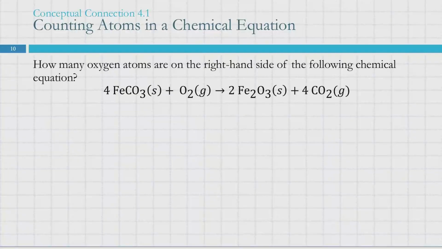All right, let's just see if we can do some counting. We want to count out how many oxygen atoms are on the right-hand side of the following chemical equation. So go ahead and give that a try.